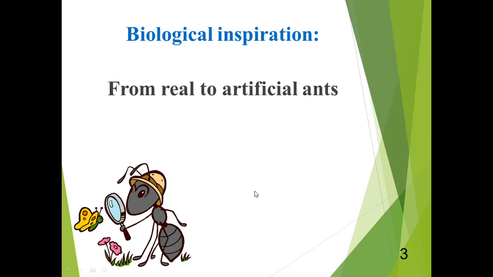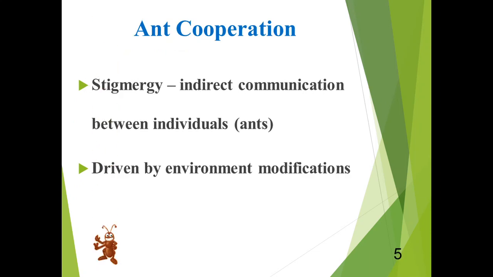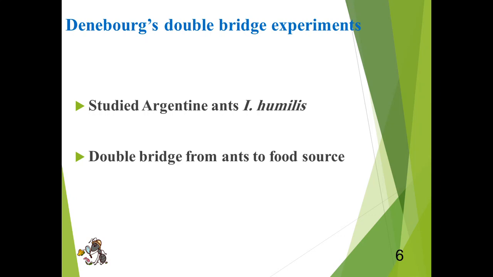Biological inspiration, from real to artificial ants. An ant colony is a distributed system of social insects consisting of simple individuals, with individual intelligence and cooperation. Stigmergy is indirect communication between individuals driven by environment modification.